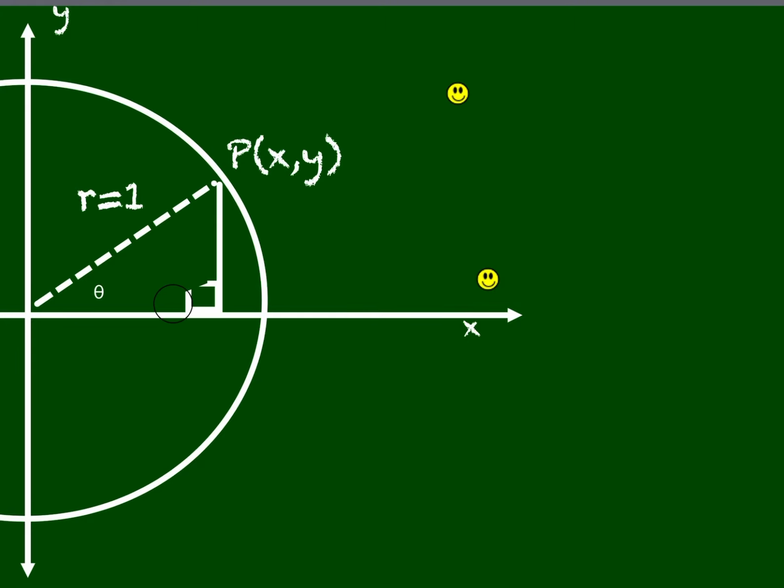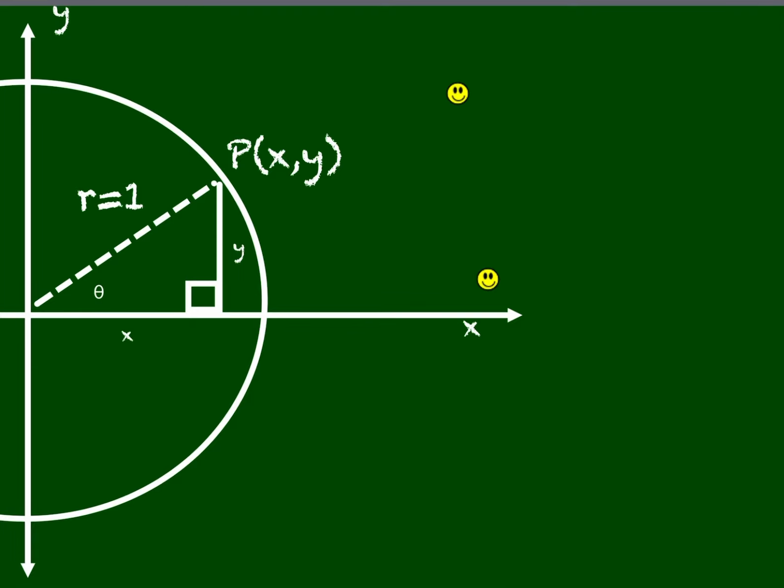Okay? Now, this is my triangle. If the coordinate of the point is x and y, it means the length of this side is x and the length of this side is y. So it is a right triangle, and this is the angle for the trigonometric ratio.